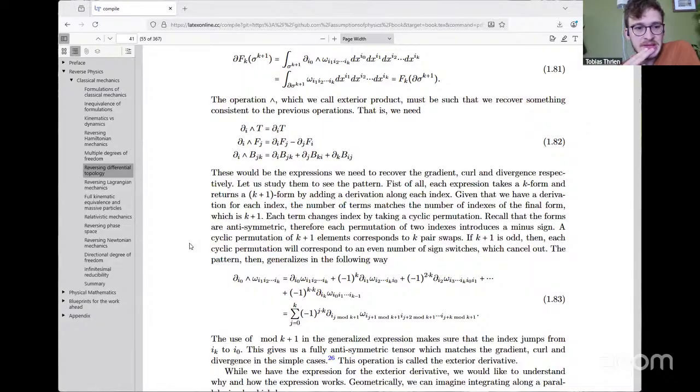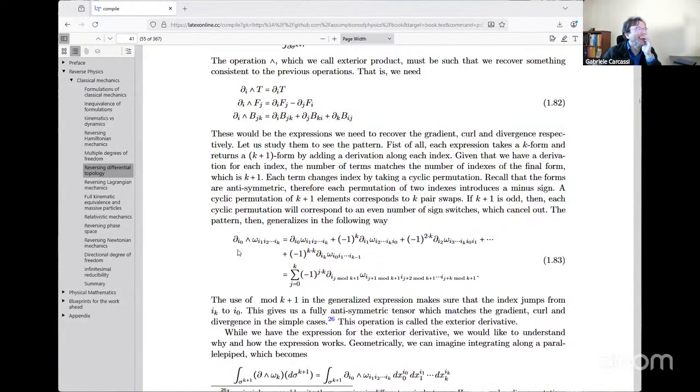A cyclic permutation of k plus 1 elements corresponds to k pair swaps. If k plus 1 is odd, then each cyclic permutation will correspond to an even number of sign switches, which cancel out. The pattern then generalizes in the following way. This is a sum, so we basically cyclically permute, and we get a sign, I guess.